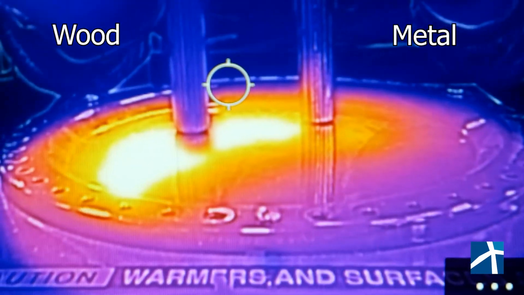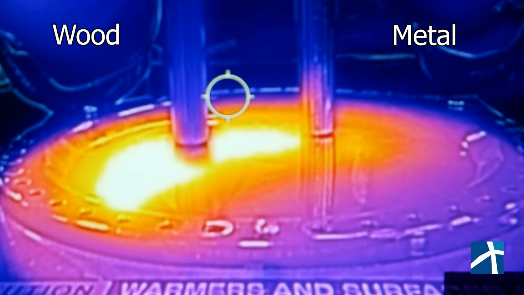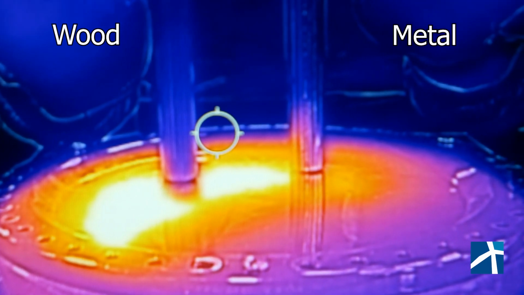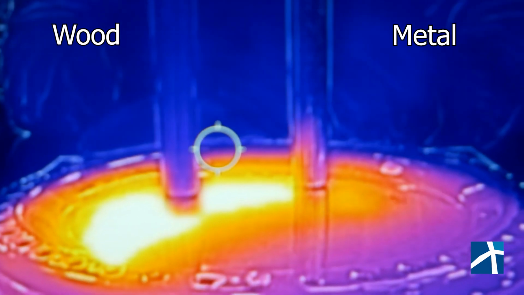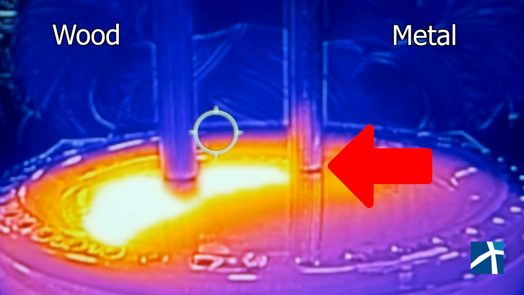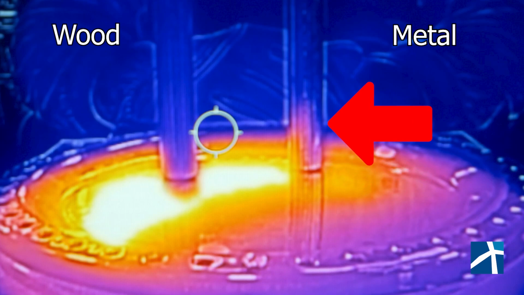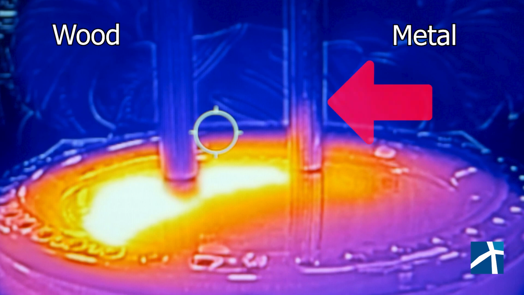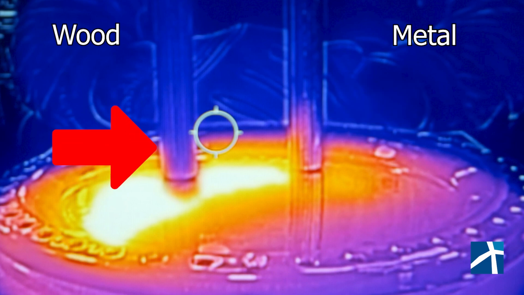By looking through this infrared camera, we will be able to see the transfer of heat through the material by seeing how the color of the dowels changes. The top of the metal dowel has a higher temperature because heat was able to be conducted up the metal, made of tightly packed molecules, faster than the wood, made of loosely packed molecules.